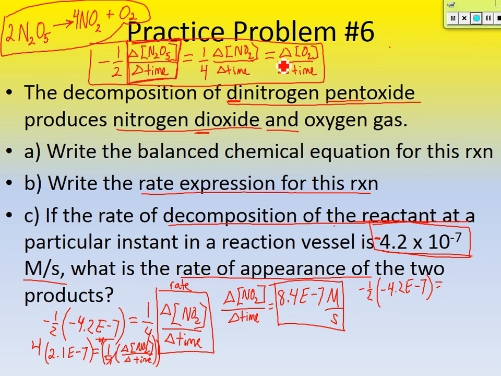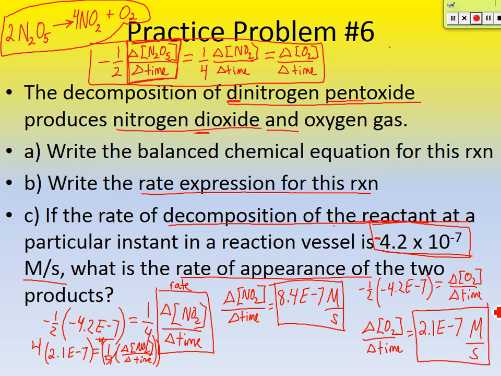Notice it didn't have a coefficient, so it's just the rate, which is the change in concentration of O2 over the change in time. So this one's very easy. We just take a negative 1/2 in our calculator, and times that by a negative 4.2 times 10 to the minus 7. So my rate at which oxygen is going to form is equal to 2.1 times 10 to the minus 7. And again, my units, molar per second. All right, there's the answers.